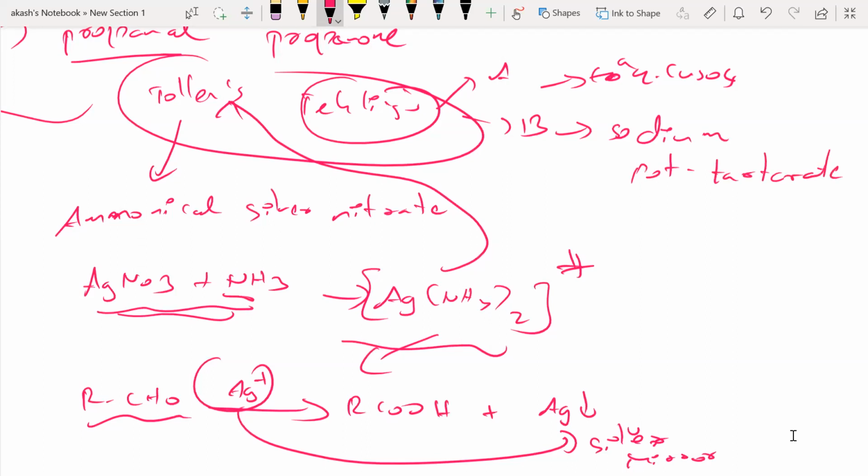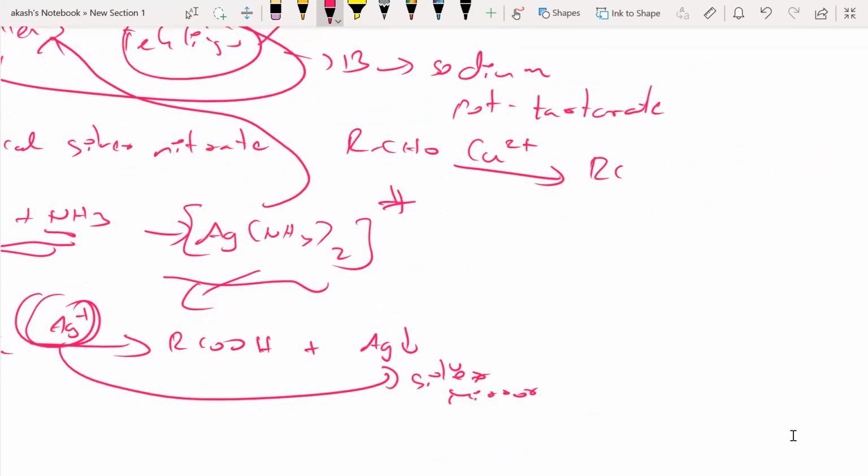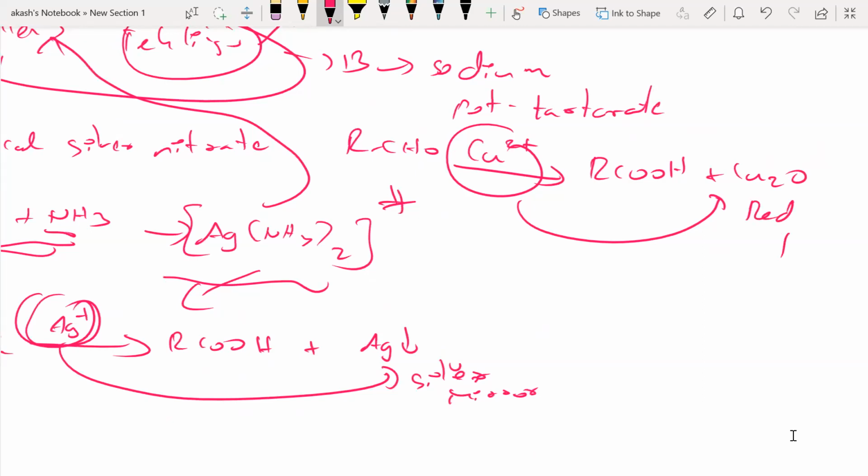Okay. Now same thing will happen. Say we have the RCHO. In this case, all you have to mention is, last time I mentioned Ag+, this time you'll mention Cu2+. Obviously again this is going to oxidize your aldehyde to acid, and this will get reduced to Cu2O. And I know this is going to be a red precipitate. Again, this is all you have to mention.